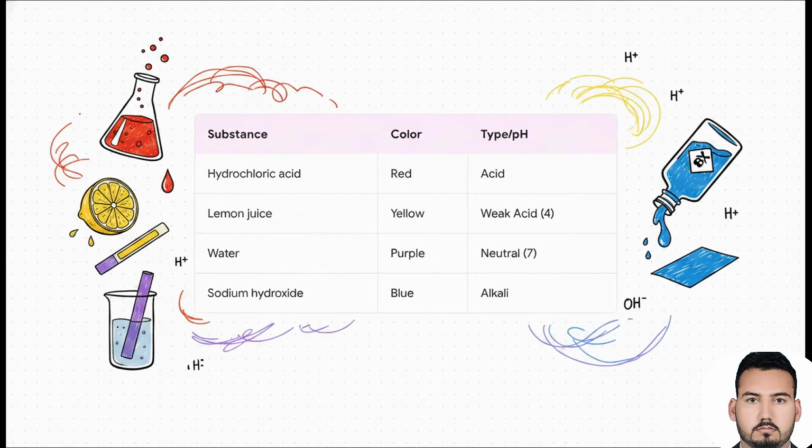Let's lock this in with a quick cheat sheet of common stuff you're practically guaranteed to see on your exam. Hydrochloric acid turns litmus red because it's a strong acid. Lemon juice, we all know it's super sour, turns a universal indicator yellow, making it weakly acidic, around a pH of 4. Good old water is perfectly neutral at pH 7, so it turns litmus purple. And sodium hydroxide turns litmus blue, proving it's a solid alkali. Seriously, take a mental screenshot of this.